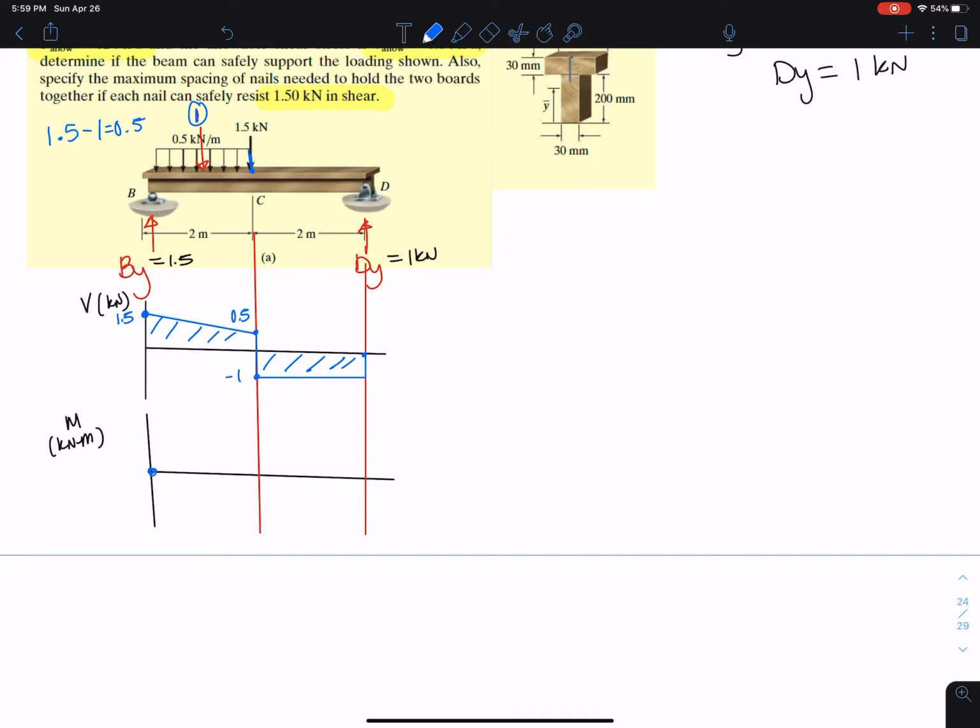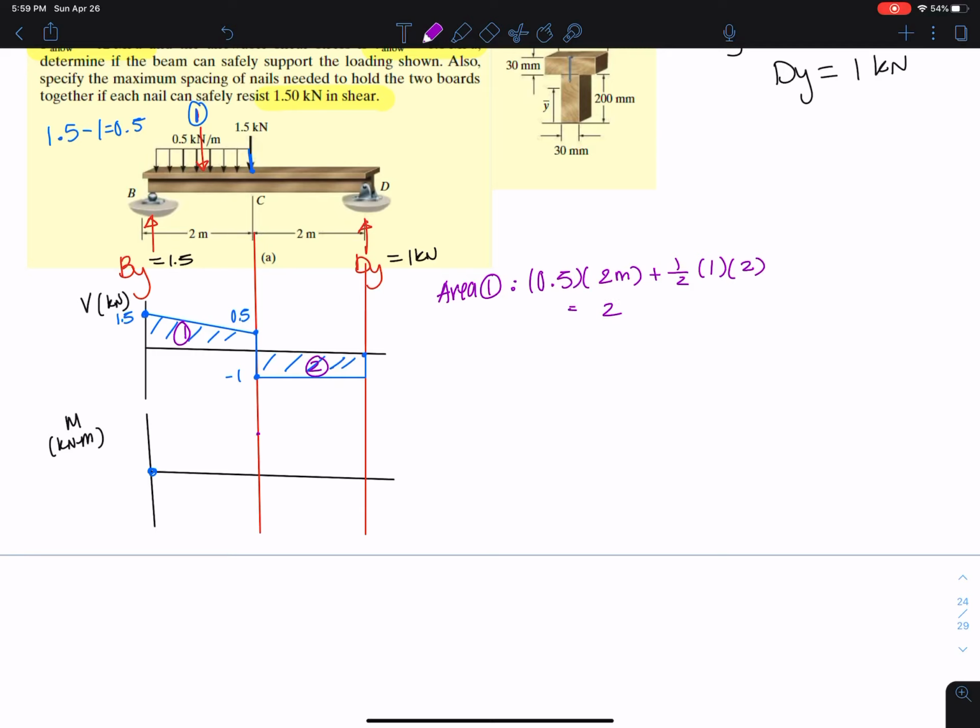Okay, the value here of the area, let's just do this. I'll call this area 1, I'll call this area 2. Okay, area 1, we have 0.5 times 2 meters plus 1, which is the leftover of that triangle, plus 1/2 times 1 times 2, and this here is going to take me to 2.